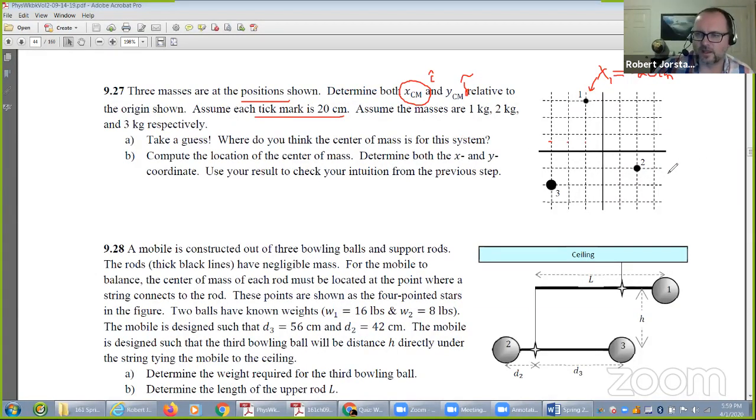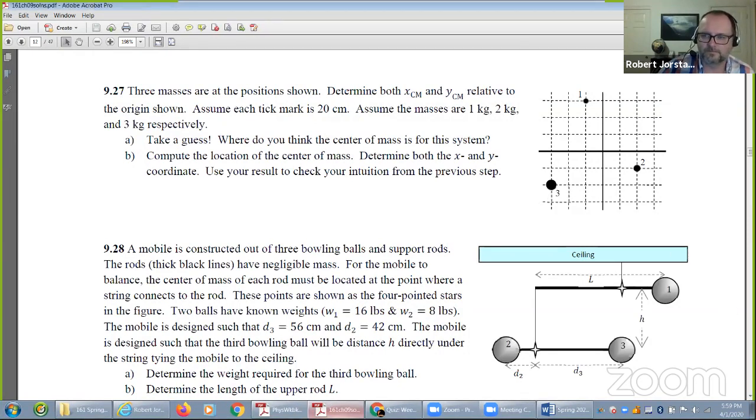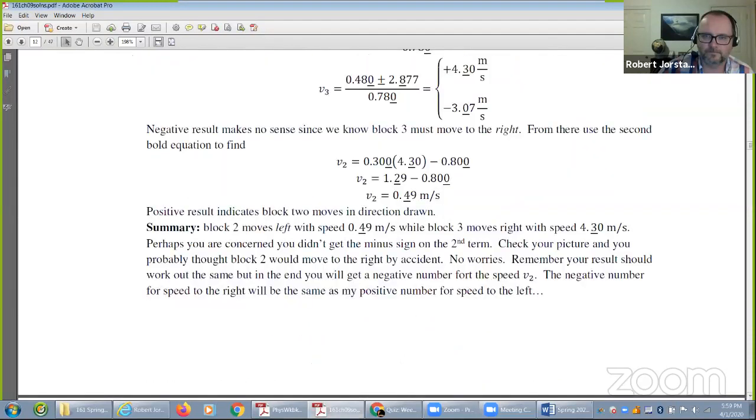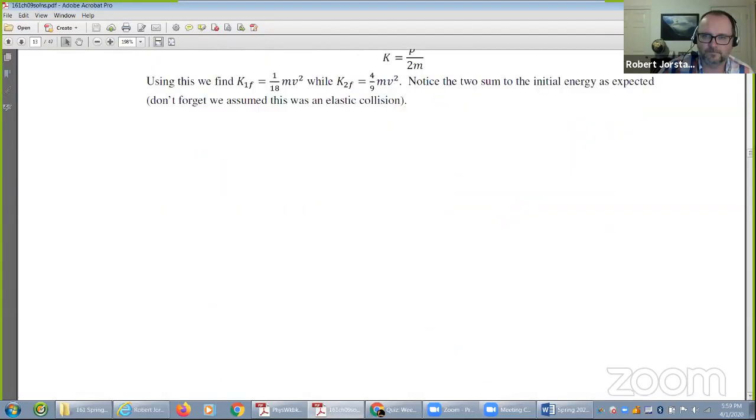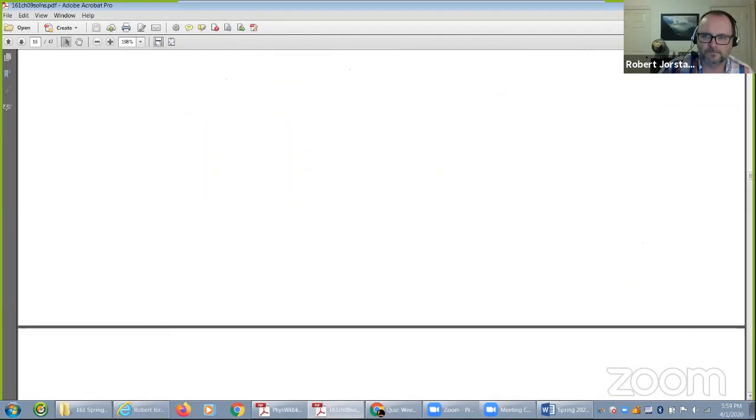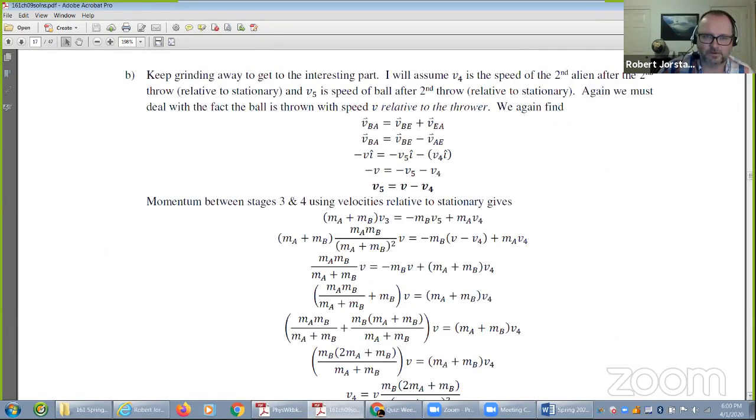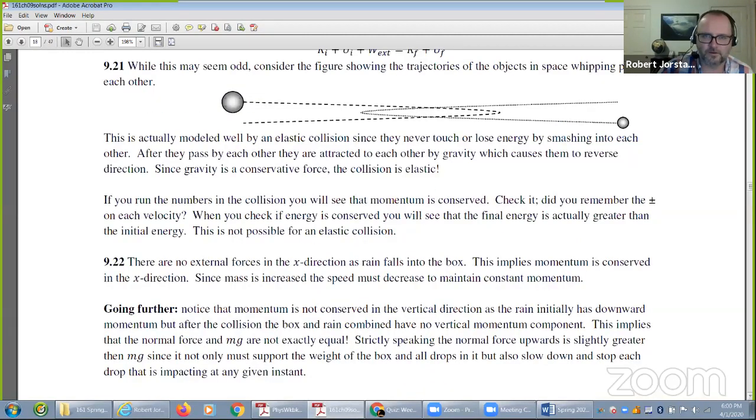X2 is looking like 40. I'm going to stop writing the units because it's hard enough already. 30, wait, I just screwed up. This is negative 60, right? I just screwed up. Let's just go to the solution so we're not killing ourselves here. All right. Somewhere we get to it. Oh my gosh, there's too much momentum going on here. There we go.